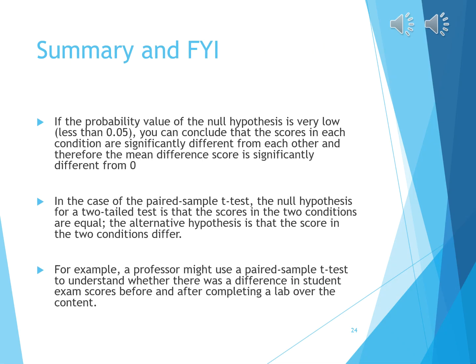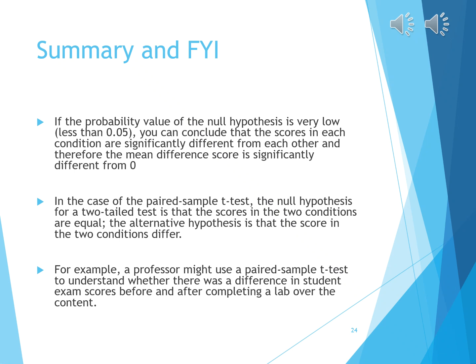So just as a bit of a recap, for a paired sample t-test, if the p-value of the null hypothesis is very low, and we didn't actually calculate this, but you'll do that during a lab for paired samples t-test, if it's equal to or less than 0.05, you can conclude that the scores in each condition are significantly different from each other, and therefore the mean difference score is significantly different from 0.